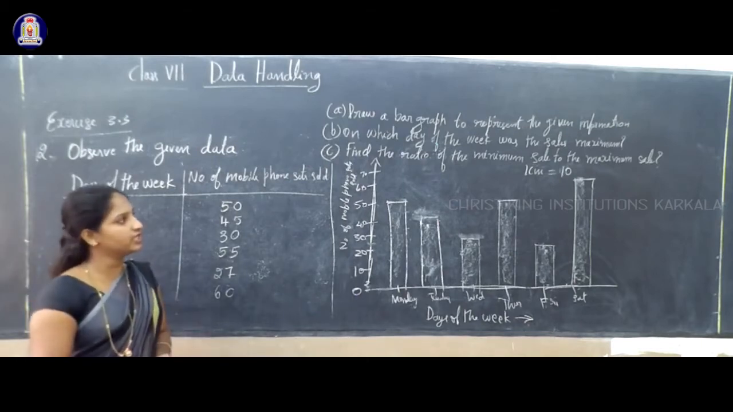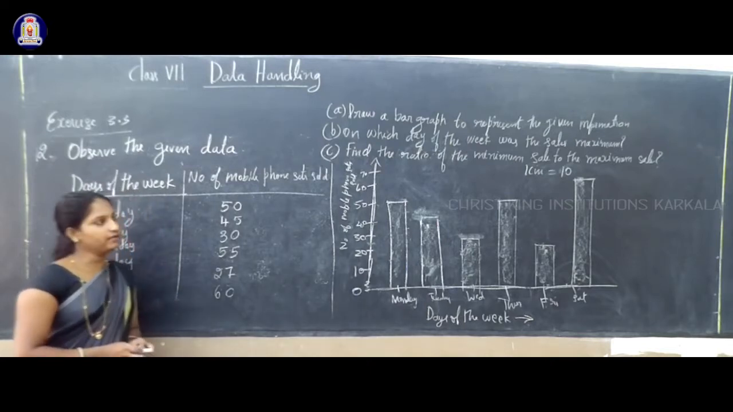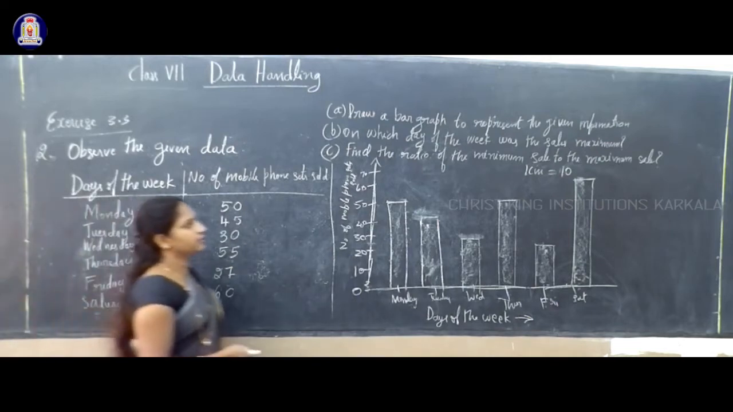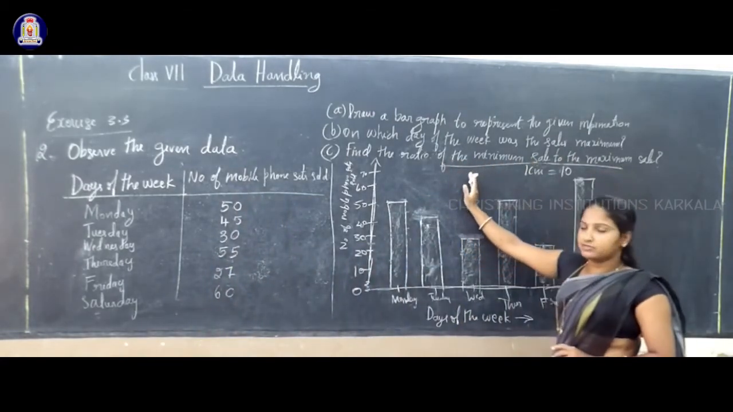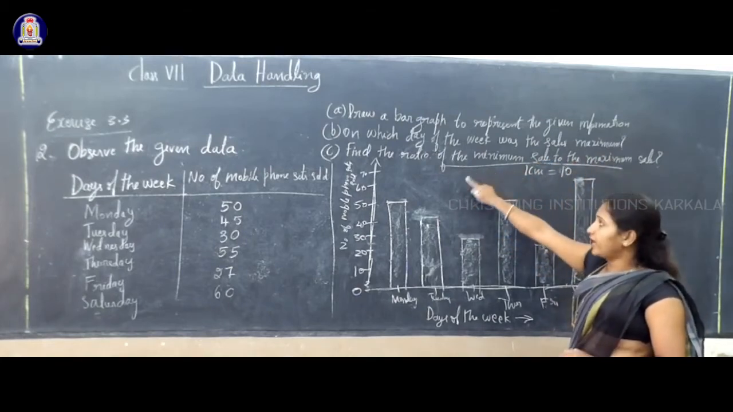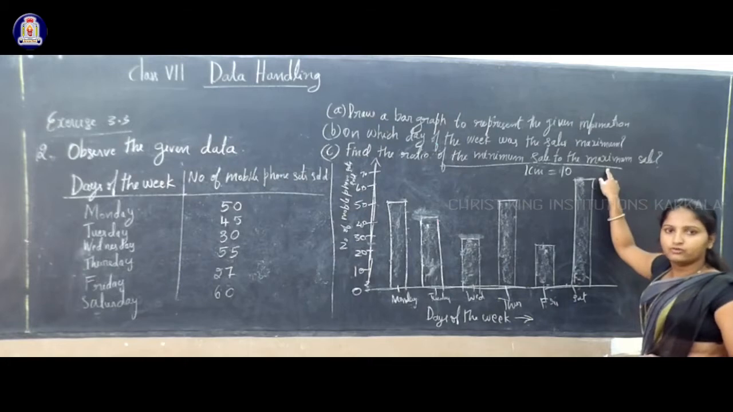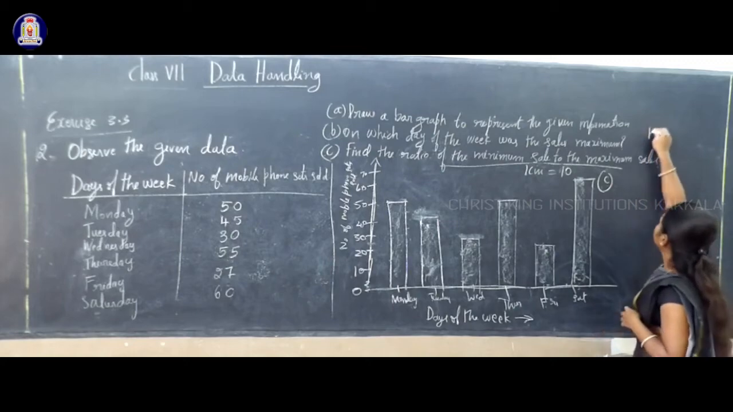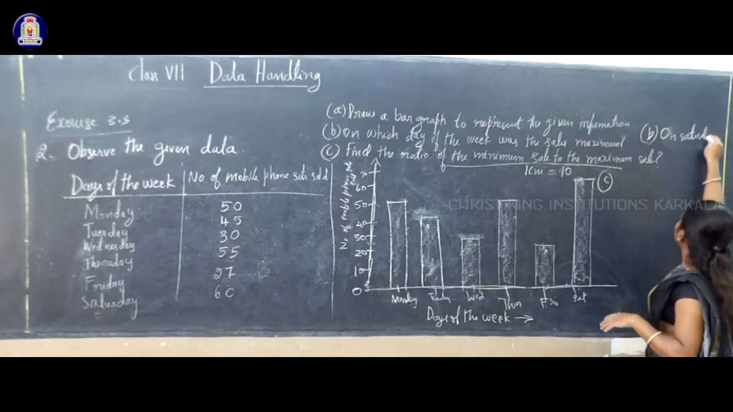Next, the third question. Find the ratio of the minimum sale to the maximum sale. In the question, first they mentioned the minimum sale to the maximum sale. So what you have to do? First you have to find which is the minimum sale. The answer to the second question is Saturday. On Saturday the maximum number of mobiles sold.